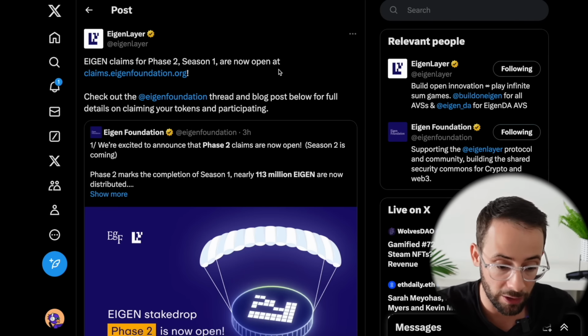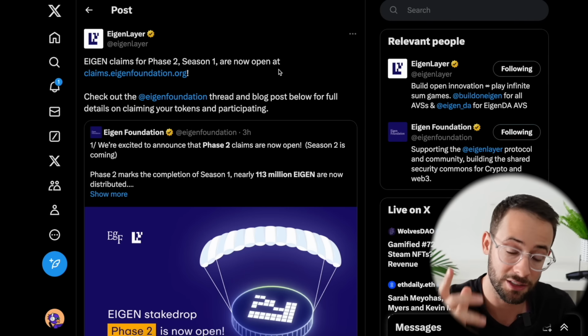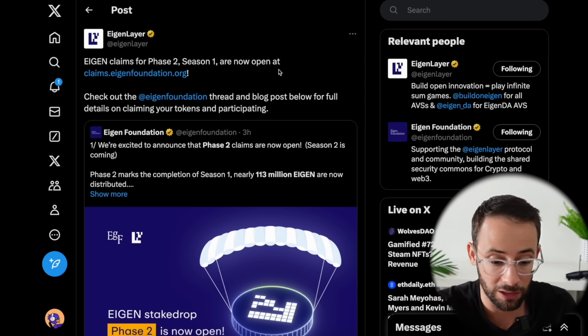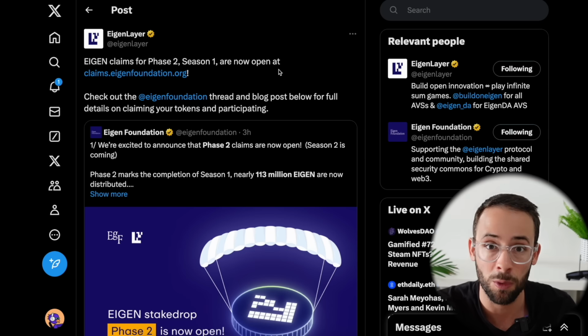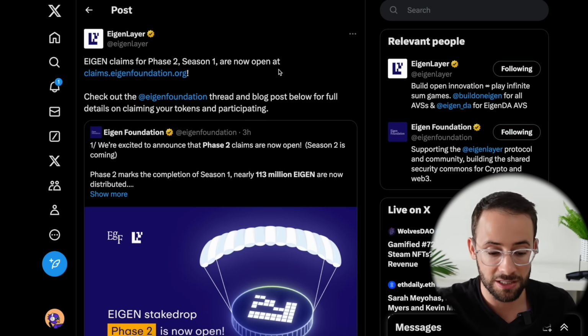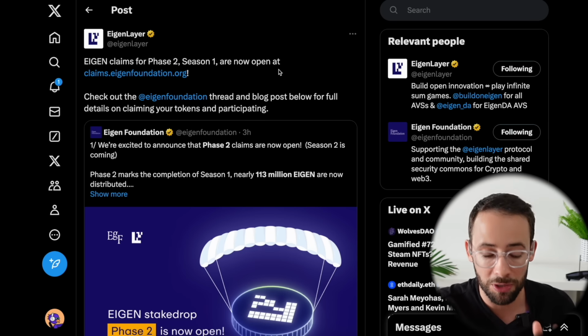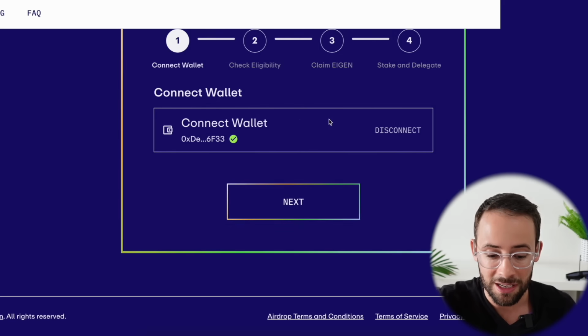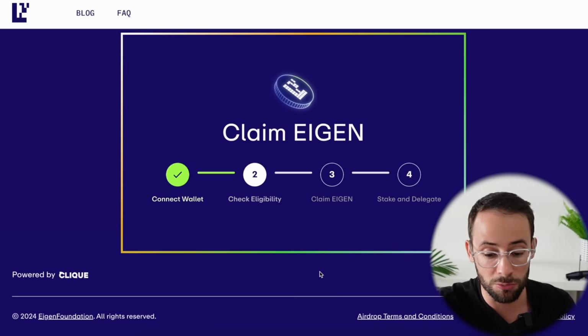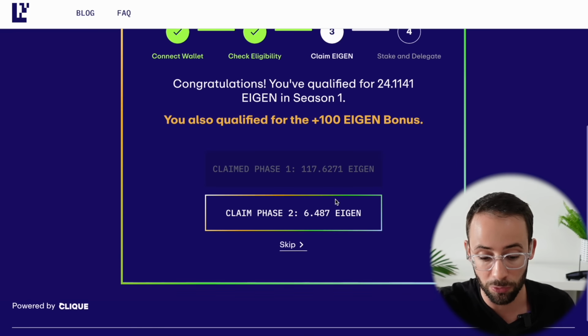All right, moving on, we've got another big piece of news, which is that phase two of the season one EigenToken claims are live. So this is for people that had staked or restaked ETH with EigenLayer via complex DeFi protocols like Pendle, for example. But the thing that I want to highlight here is that this is still only prior to March 15th. So the snapshot for this was March 15th.